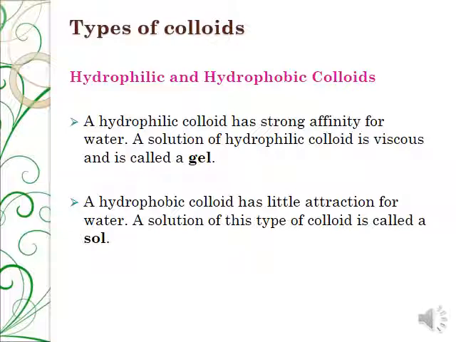Now there are two types of colloid, either hydrophilic colloid or hydrophobic colloid. Hydrophilic means affinity towards water. Hydrophobic is dislike water. So ini suka air, ini tak suka air. So hydrophilic colloid will have strong affinity for water, and a solution of hydrophilic colloid is viscous and is called gel, whereas hydrophobic colloid has little attraction for water, and the solution of this type of colloid is called sol.